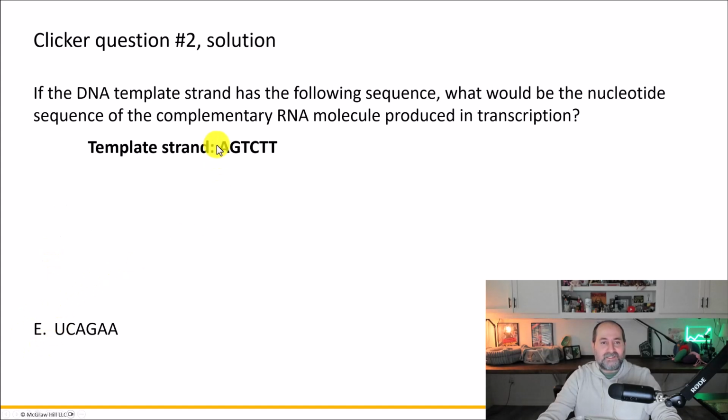The answer is E. A's get copied into mRNA as a U. The G gets copied into a C. The T gets copied into an A. The C gets copied into a G. And the two T's are copied into two A's. So the answer is E. Remember, mRNA uses U's instead of T's. That's why you have this U here.